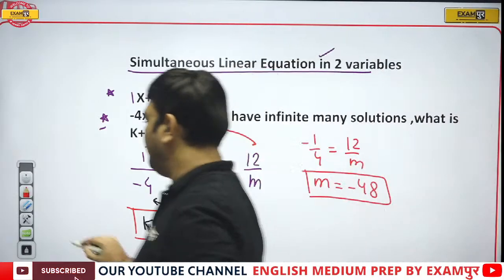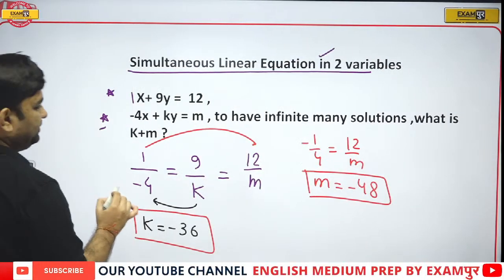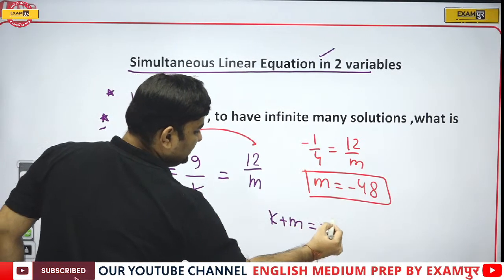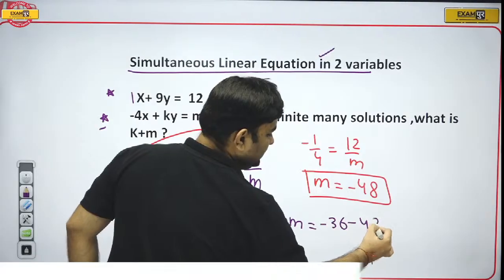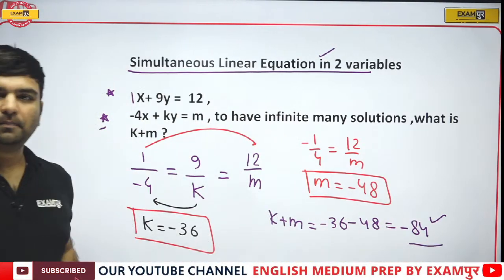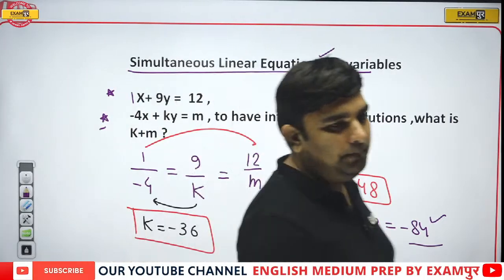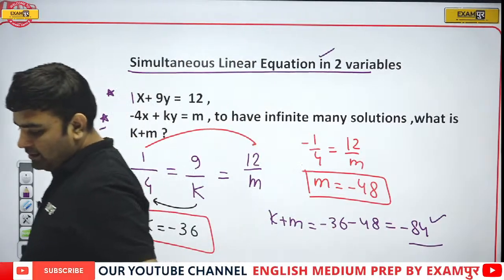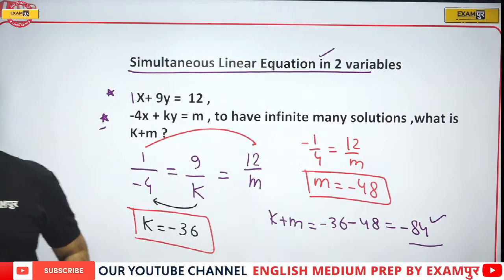What is k plus m? So, k plus m is minus 36, minus 48, which is minus 84. Guys, are all the logics built now? What do you think?